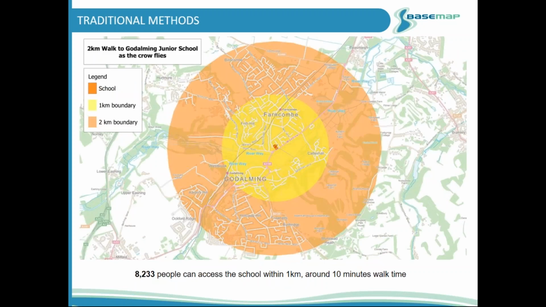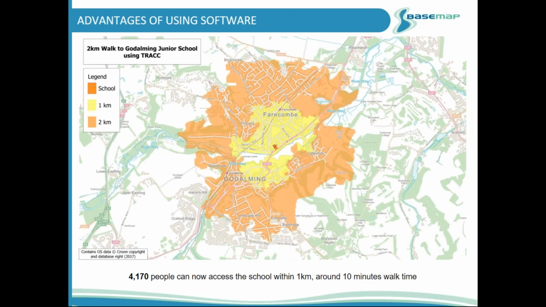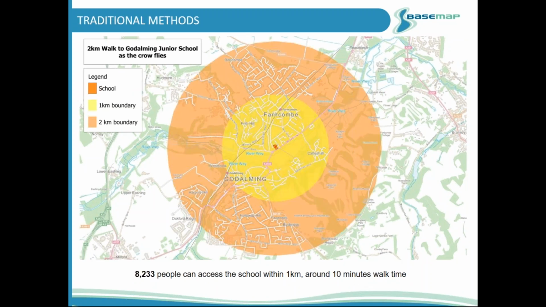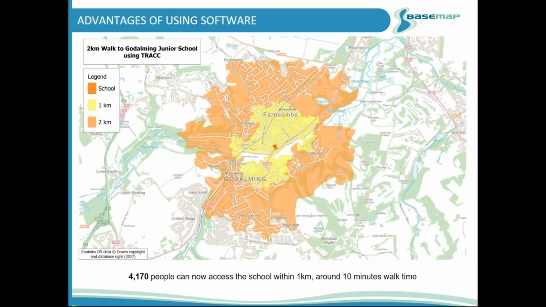So if we remind ourselves of our crow flies map from a minute ago with our 1 kilometre and 2 kilometres, and we plug in exactly the same information but now using detailed Ordnance Survey walking route information, and see what 1 kilometre actually looks like, we can see it's a much smaller coverage. If I cut back between the previous one and we look at the yellow area and the reduction in size, we can see at the bottom that's represented by the population drop. Previously we had 8,233 people within 1 kilometre. We now have 4,170 people within that walk catchment.